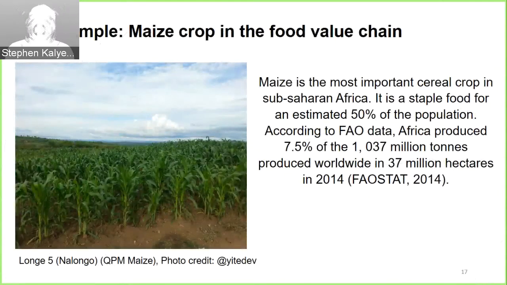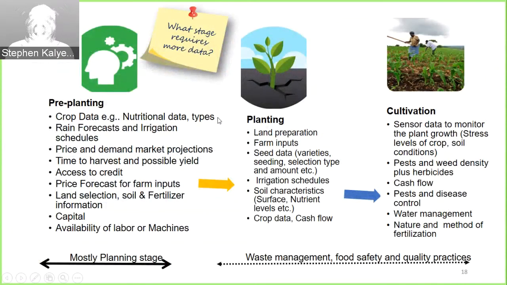Let's look at an example of maize. It's true that 50% in sub-Saharan Africa rely on maize because it is a staple food. This is a variety called Naru, a variety of maize. Now, we are going to look at this crop and sample it in the food value chain. We identify quickly which part requires more attention, what information or data is required at every stage. The question we are going to be asking ourselves is, what stage requires more data or information?